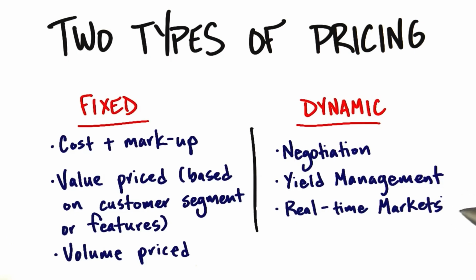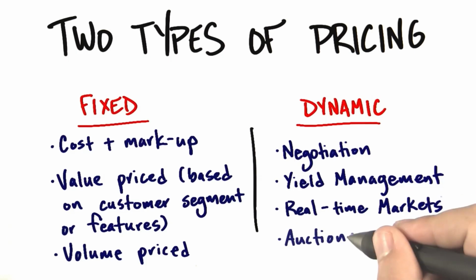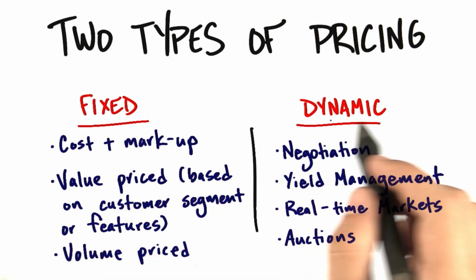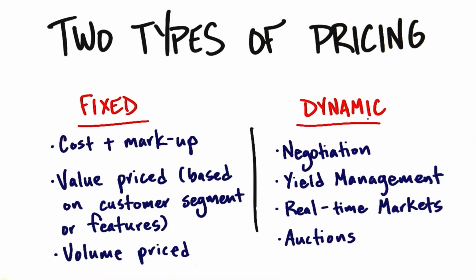Another type of dynamic pricing are real-time markets. Stock market is a real-time market. And then auctions like eBay, another example of dynamic pricing. So again, two types of pricing models, fixed and dynamic. How do you know which one to use? You've been out talking to customers. How do they currently buy? And what's the revenue stream that's associated with these kind of pricing tactics?